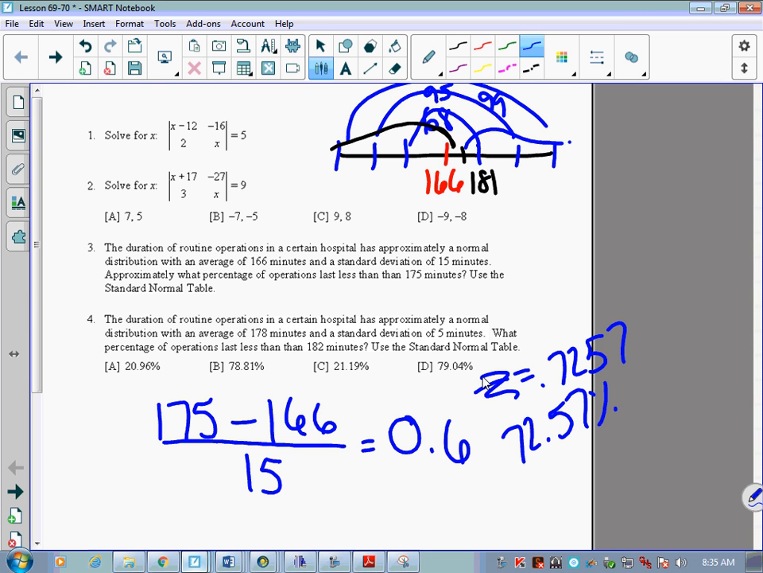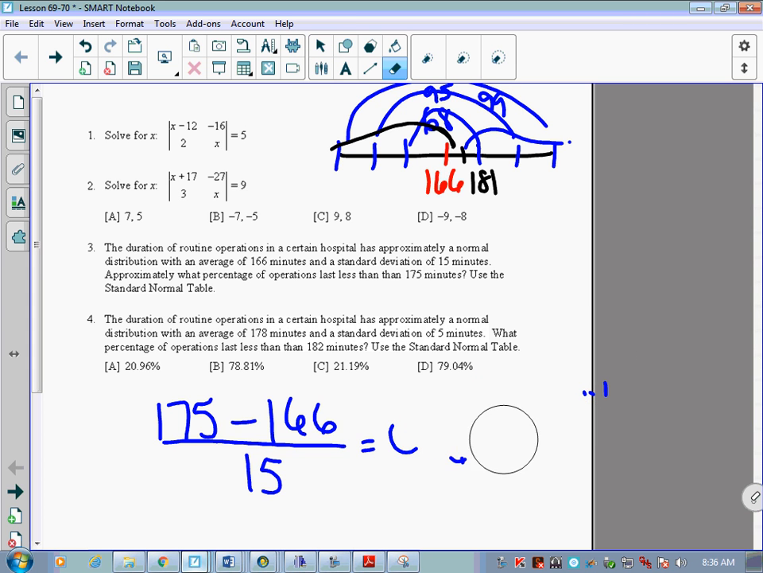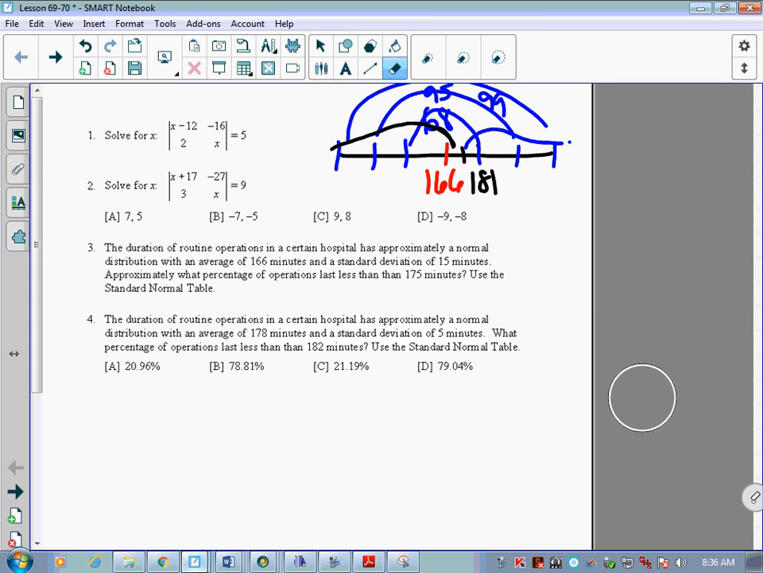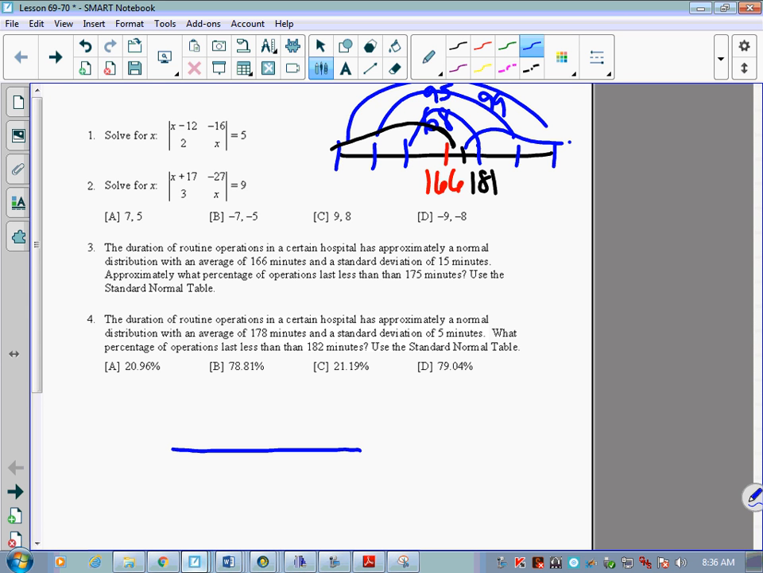All right. Let's see. So the next one should work out really similar. The duration of routine operations in a certain hospital. Okay, you can see normal distribution, average of 178, standard deviation of 5. What percentage of operations last less than 182 minutes? All right. So help me set this question up. Vanessa, can you help me set up our equation?